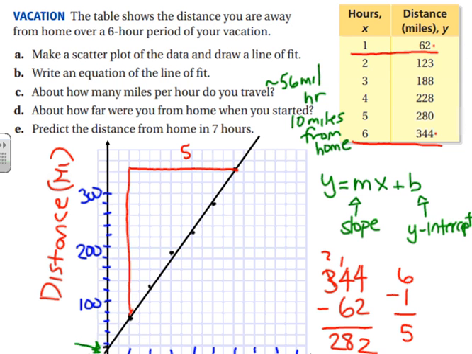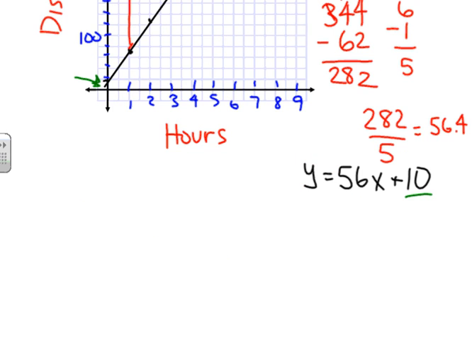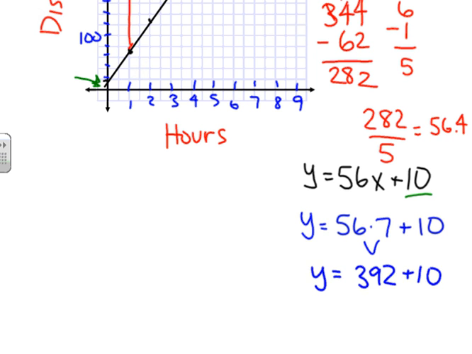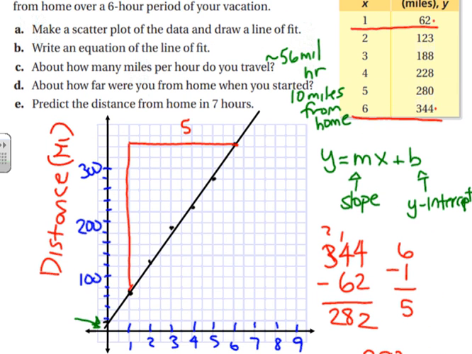And then for the distance from home that you would be in 7 hours, we can use our equation here and substitute in 7 in place of x. So I could do y equals 56 times 7 plus 10. 56 times 7 is 392. And then when you add 10, you're going to get 402. So if we're really estimating, we could say maybe around 400 miles. Since I got 402, I'll go ahead and write 402 miles here.